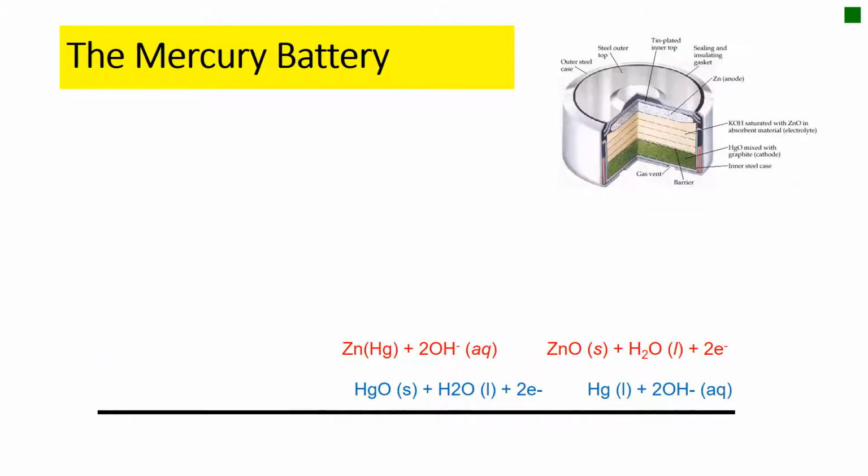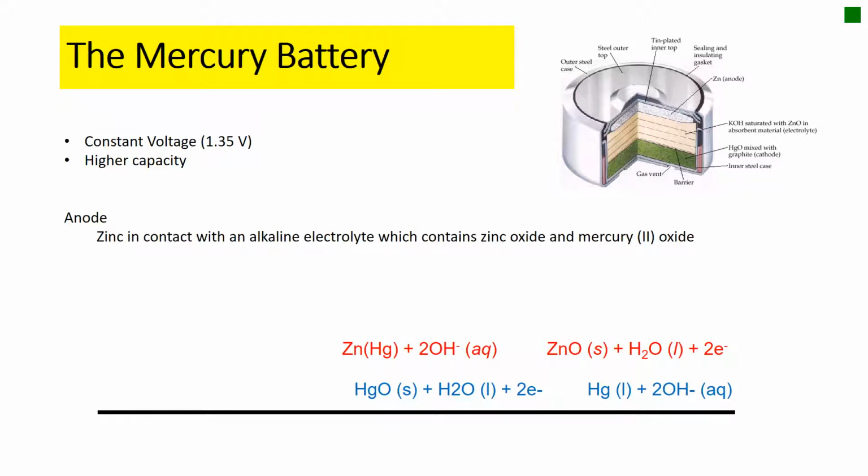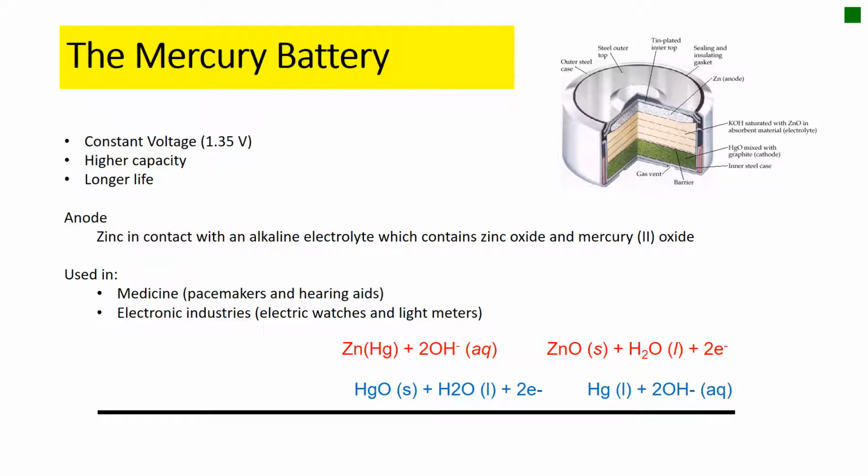Now we're going to jump into the mercury battery. It has a constant voltage of 1.35 V. It has a higher capacity and a longer life. The anode is zinc in contact with an alkaline electrolyte, which contains zinc oxide and mercury oxide. It is used in medicine, such as pacemakers and hearing aids, the electronics industry, and electric watches and light meters. So here you have your anode, your cathode, and your overall reaction.